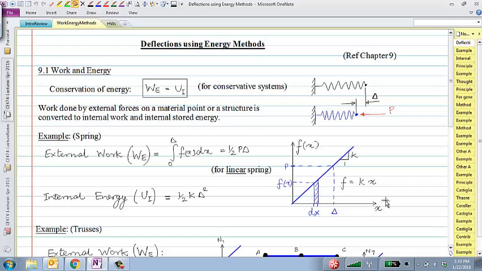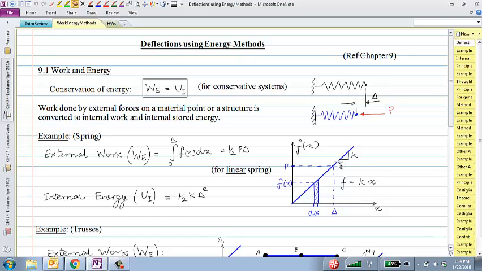Make sense? For example, I have this column here, and if I apply transverse load to it at the top, the more load I apply, the more it will deflect. If I apply P, it deflects by delta. If I apply 2P, it deflects by 2 delta. So that's how linear elastic structures respond. And we went through this argument of, as I apply this load, how much energy is stored. And this is a very important concept that you have to make sure you understand.